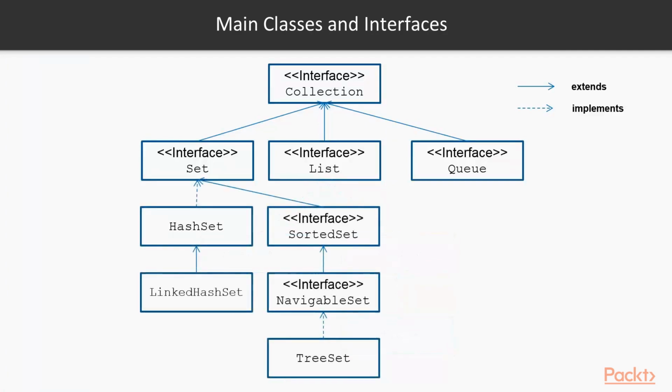Let's consider now set. Hash set is a structure that uses hash code to store objects into buckets. A linked hash set adds a link between the objects stored in a structure. A sorted set is a set that implements a sort order. A navigable set implements the possibility to navigate the data structure, and a tree set implements a navigable set. Let's consider a piece of code.